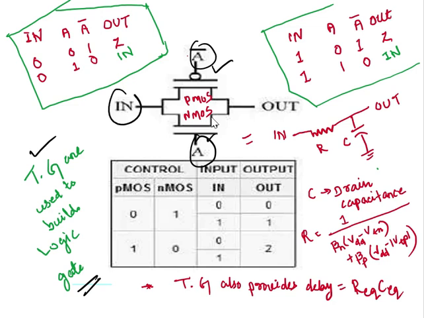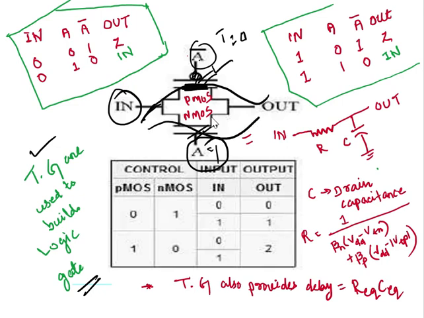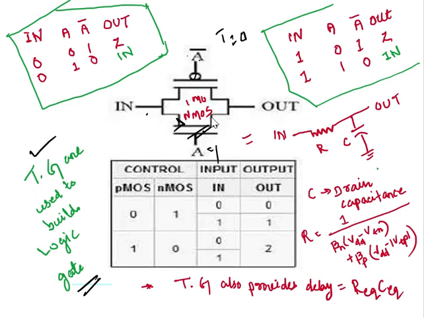We know that the NMOS is active when A equals 1, and when A equals 1, A bar equals 0, so the PMOS is also active. Both NMOS and PMOS are active. Active means it provides a closed path, so the input can pass to the output through either the PMOS or the NMOS. That means it has two paths to reach the output. So when A equals 1, whatever input you have, the same appears at the output.